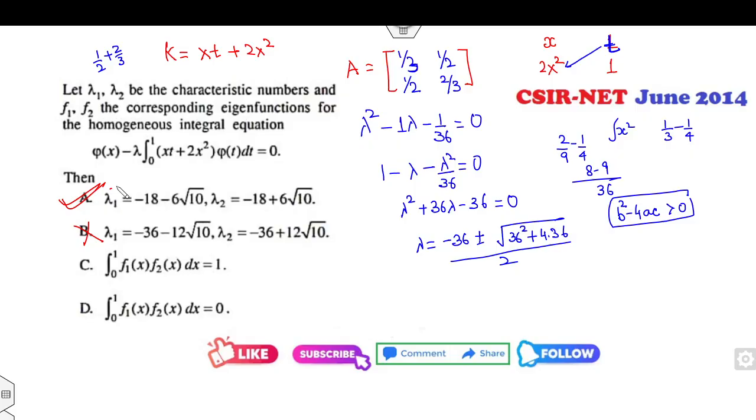Fine. And since both the eigenvalues are distinct, the corresponding eigenfunctions f1 and f2 are orthogonal to each other. So once they are orthogonal, the dot product is 0, or the integration is 0. A and D are the right answers.